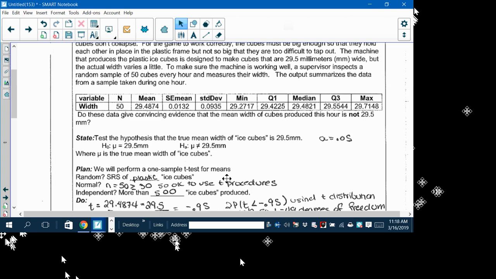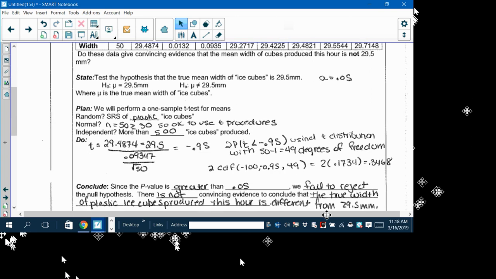So we're going to perform a one sample t-test, and just like our two-sided z-test, we're going to multiply those results by 2 because there's two sides where it's not equal to. It could be greater than, it could be less than, and we're going to add those two areas up. Okay, so our p-value ended up being greater than the significance level of 0.05. So we're going to fail to reject the null hypothesis. So there's not convincing evidence to conclude that the true width of plastic ice cubes produced this hour is different from the mean. Okay.